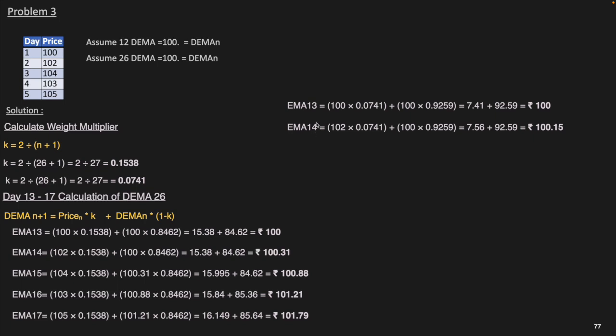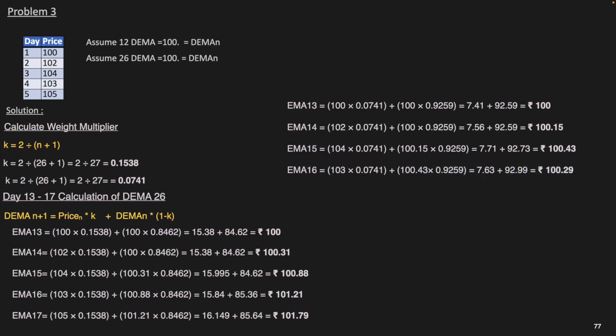Now n plus 2 value of exponential moving average of 26 period will be, you take this price of 102 into 0.0741 plus 100 into 0.9259, which will give you a value of 100.15. And if you keep doing so on and so forth, just the way we did here, you get various values of the exponential moving average of 26 period. For the 5 different prices which we have given, we have calculated the values for 5 consecutive days of 12 period and 5 consecutive days of 26 period.